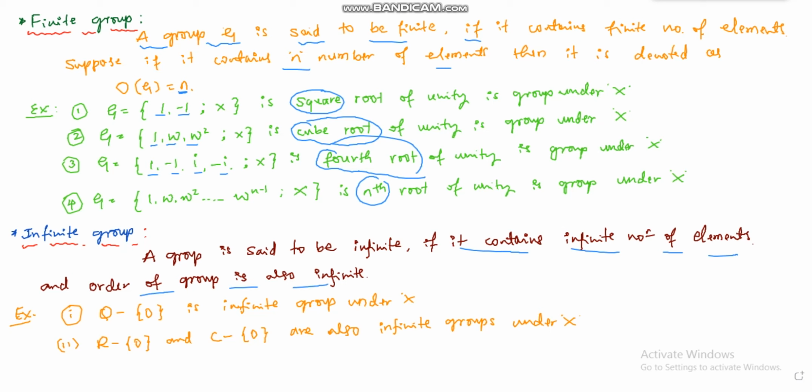For example, the first one is the group of rational numbers minus 0, which is an infinite group under multiplication. Again, the next one is the same: real numbers, and complex numbers are also infinite groups under multiplication.